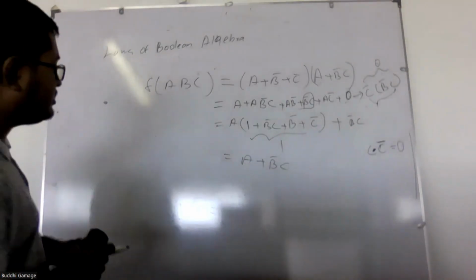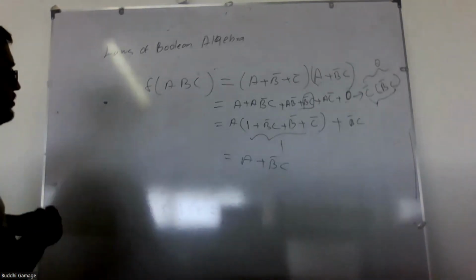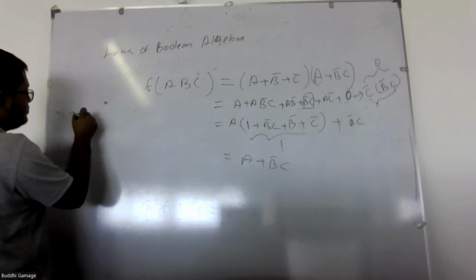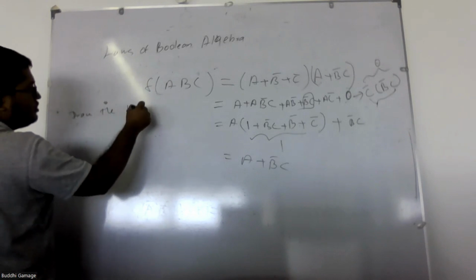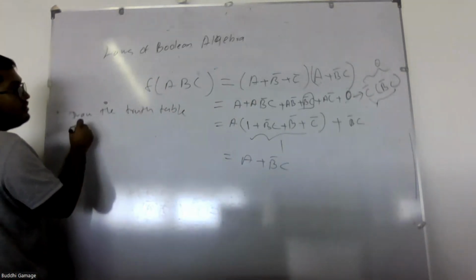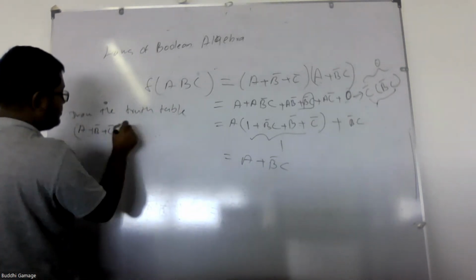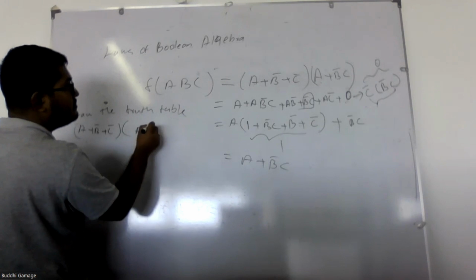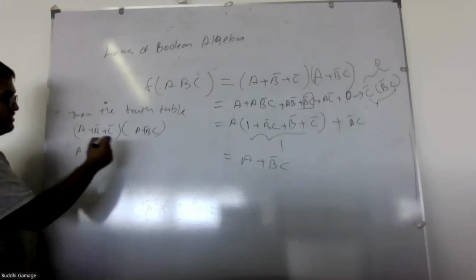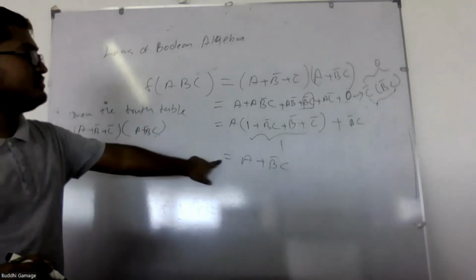So please draw the truth table also. Draw the truth table for this function, A plus B bar plus C bar into A plus B bar C. Draw this one and this one as well in the same table. Then you can find out whether this is correct.